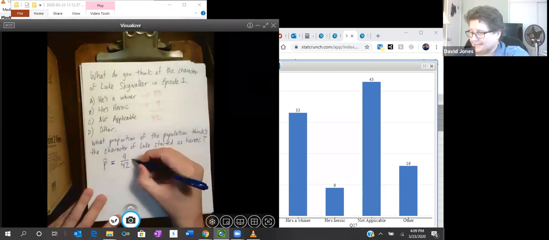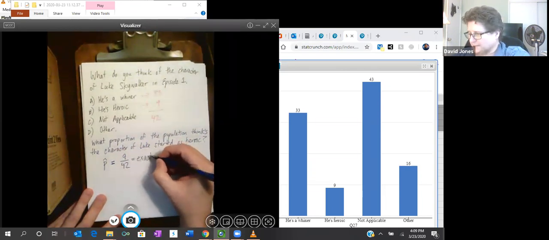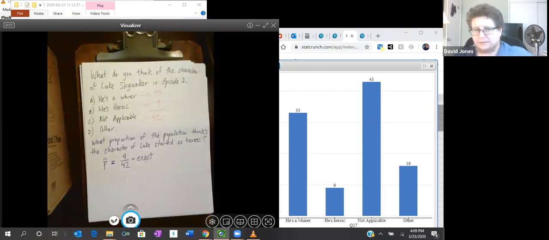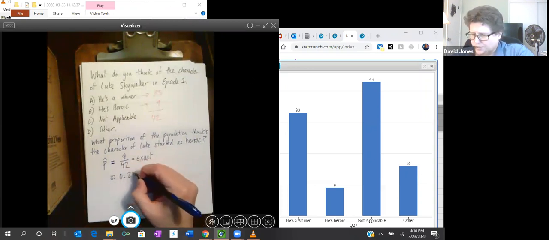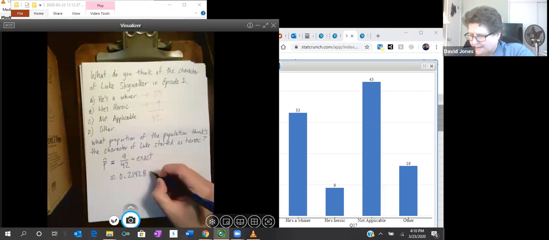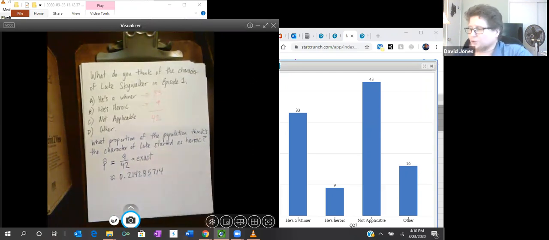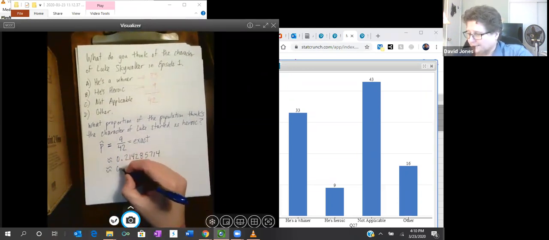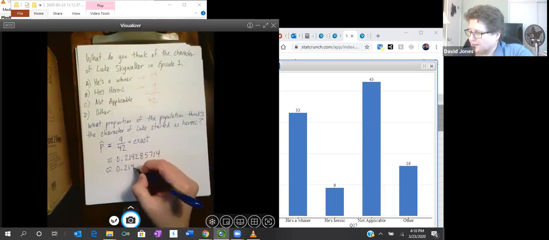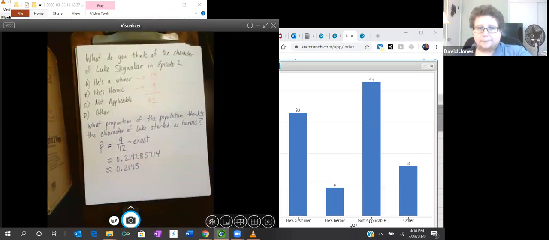Now this is exact. Leaving it as a fraction keeps it exact, but oftentimes we want a decimal because we're trying to work with numbers, and fractions just really don't give us a lot. So 9 divided by 42. P hat is approximately 0.2142857. I'm sure there's more decimal places. If we round to 3 or 4 decimal places, as MATLAB often likes to do, we're going to have 0.2143.